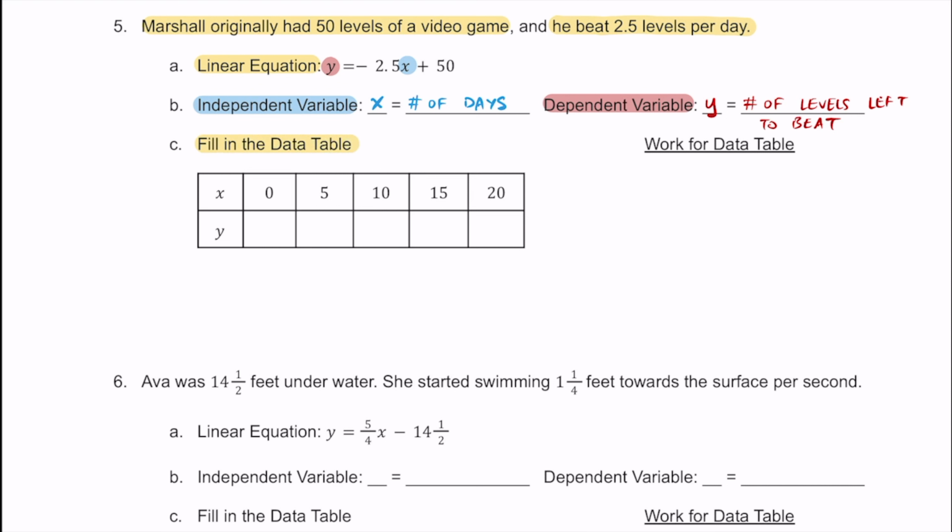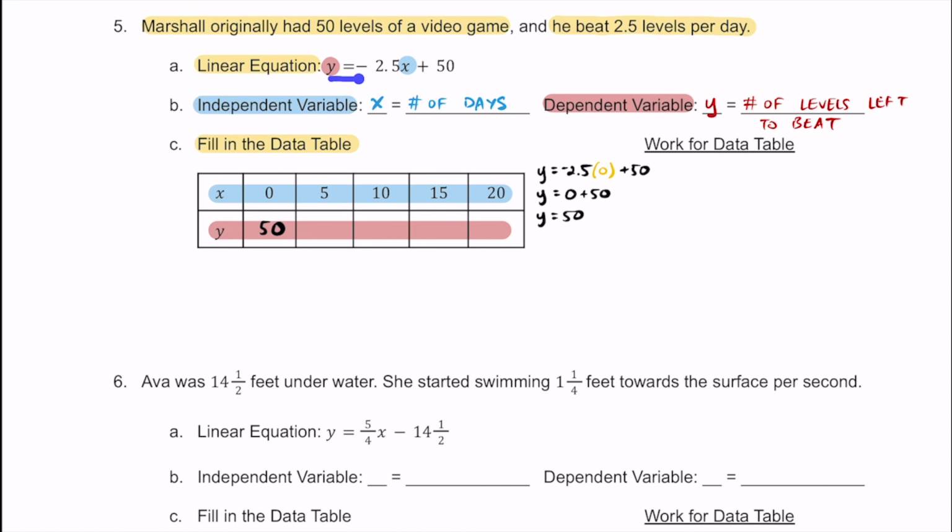Let's go ahead and fill in this data table together. Let's take all these x values that we are given. These x values tell us how many days go by. And let's find out each of these y values, which is just how many levels he has left to beat after the given number of days have gone by. Let's take this equation and substitute x equals 0 in here. So if 0 days go by, we're going to have y is equal to negative 2.5 multiplied by 0 days. So he's not going to play the video game at all, plus the 50 levels he still has to beat. So negative 2.5 times 0 means he's not going to beat any levels, plus the 50 he still has to beat. So 0 plus 50 is 50. So on day 0, he still has 50 levels to beat because he hasn't started playing yet.